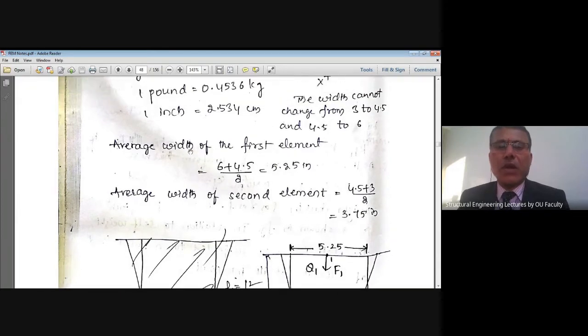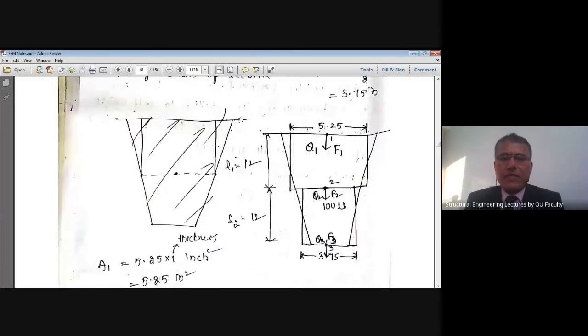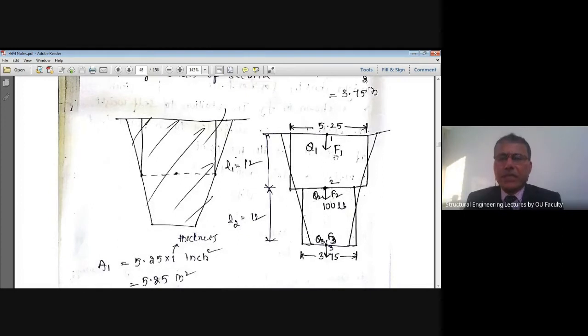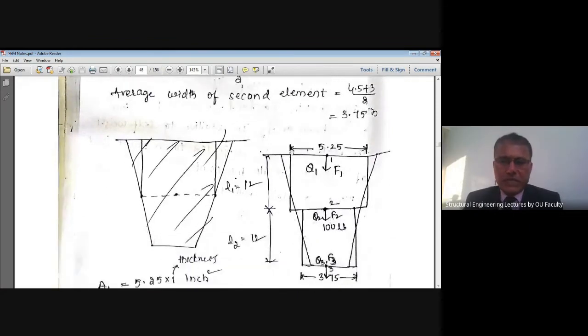Before that, I'll calculate the widths of each element. First, the average width of the first element. You can see that the width of the first element was varying from 6 inch here to 4.5 inch here, student. This width was 6 inch, and here the width is 4.5. Therefore, what is the average width of this trapezoidally varying cross section? The average width is equal to 6 plus 4.5 divided by 2, which is 5.25.